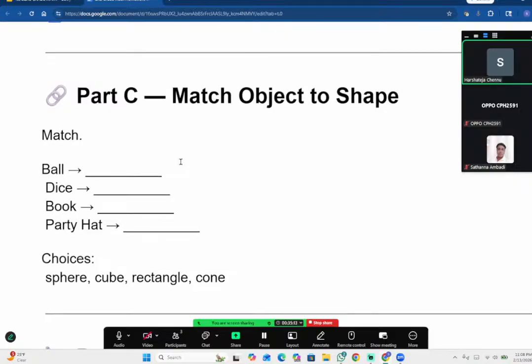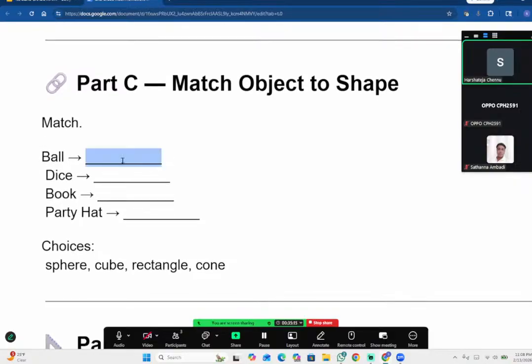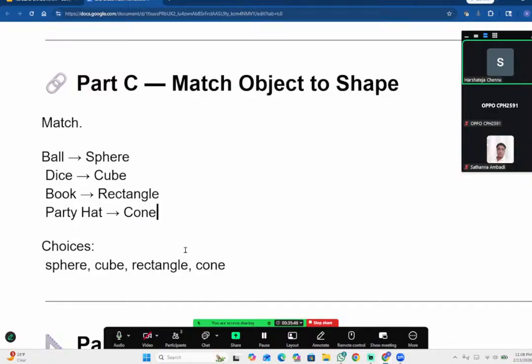So match object to shape. A ball would be a sphere, as we did earlier. A dice would be a cube. A book, 4 sides, 4 corners, 2 opposite equal sides, would be a rectangle. And a party hat, 1 tip, and the cross section looks like a triangle, so this would be a cone.